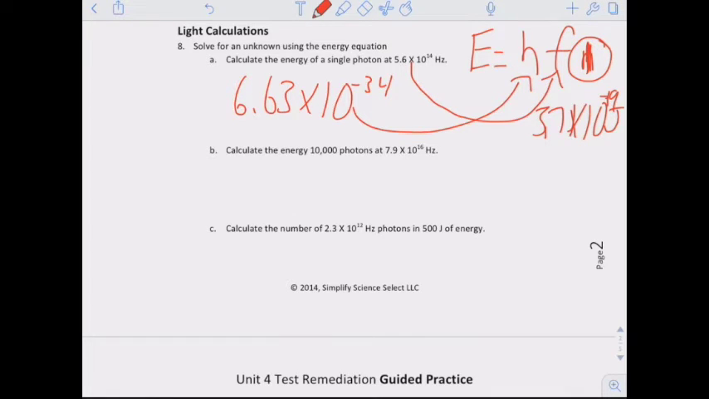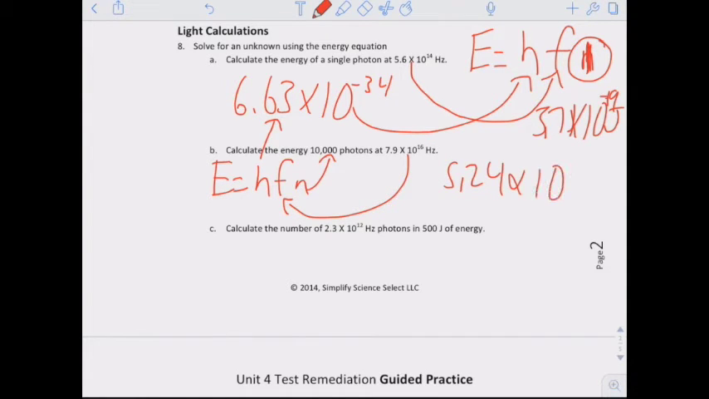Looking at the next one, it says calculate the energy of 10,000 photons. So our equation is now E equals nhf, n being the number of photons, f being our frequency, h being Planck's constant. Plug that into a calculator, we should get something right around 5.24 times 10 to the negative 13th joules of energy. I'll leave C for you to do. Pretty challenging problem, but I think you can handle it.